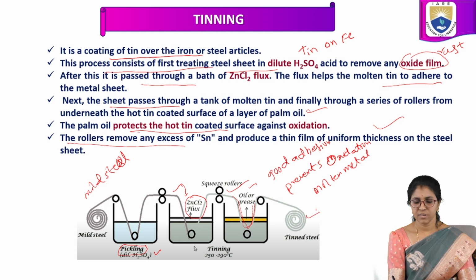So finally we will get tinned steel. This is the tinning process, in which we are coating tin on the iron or steel sheet.